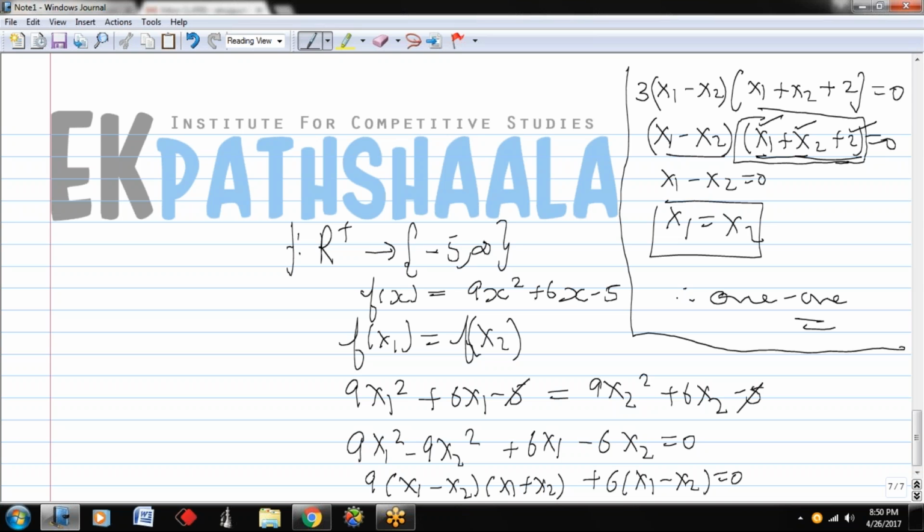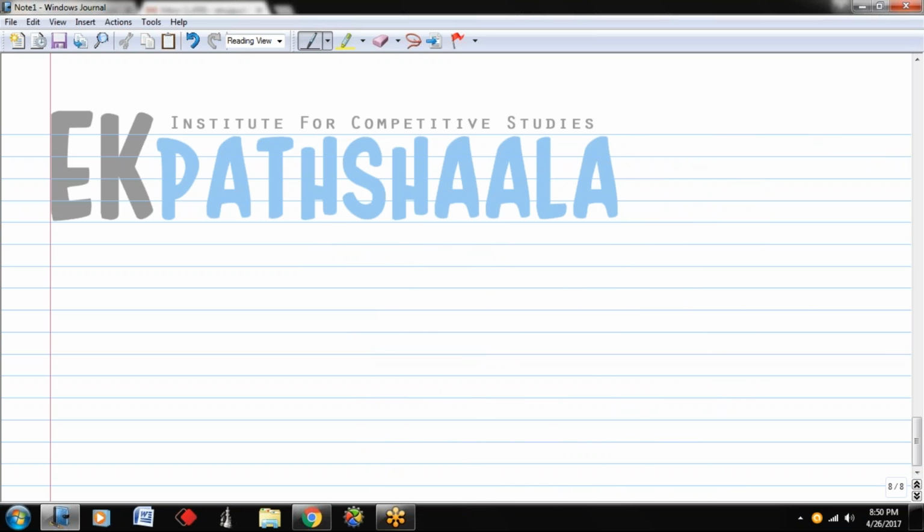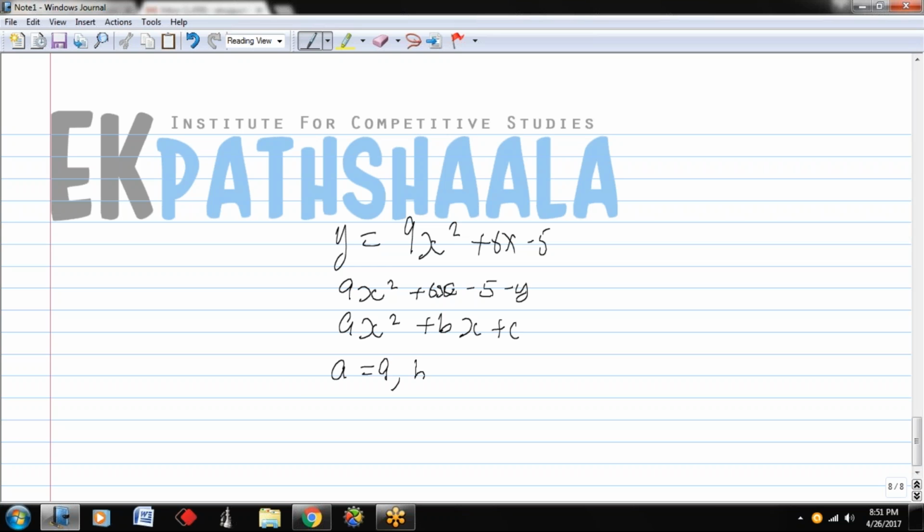Shall we move on? Now the next condition will be what? Let us put y equals, it will become 9x square plus 6x minus 5. Let us take y onto the other side. This will become 9x square plus 6x minus 5 minus y. Now this is basically a quadratic equation in terms of x. If I compare this with ax square plus bx plus c, I can very easily say that a is 9, b is 6 and c is minus 5 minus y.